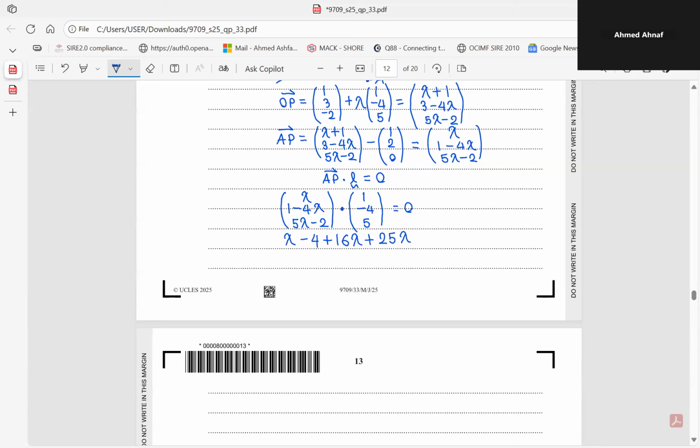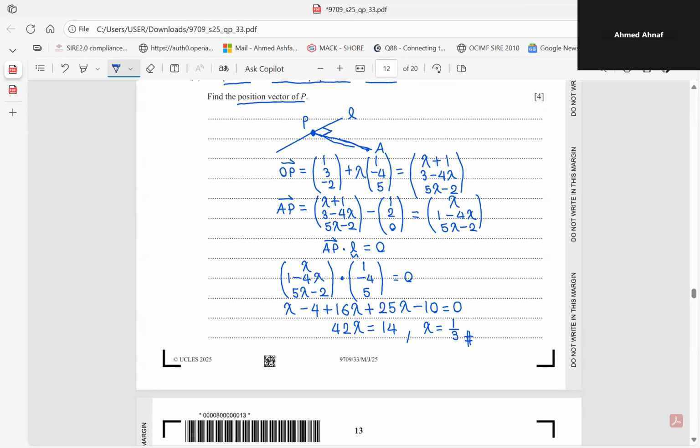5 times negative 2, that's minus 10, equals to 0. Now we're going to find our lambda. So lambda plus 16 lambda plus 25 lambda, you get 42 lambda. And move all the constant terms to the other side. So 4 plus 10, you'll get 14. Hence, lambda will just be equals to 14 divided by 42, 1/3. So this is our lambda.